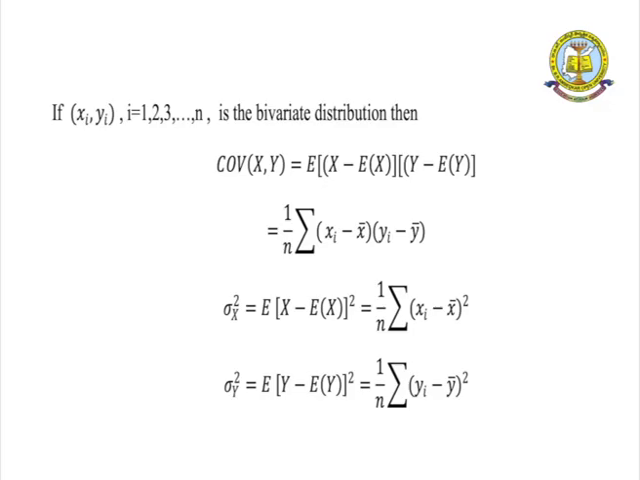Similarly, we can define sigma y square. Sigma y square is equal to expectation of (y minus expectation of y) whole square, that we can write in terms of the mathematical formula as 1 by n into summation of (yi minus y bar) whole square. These are the parameters. We know the covariance of x comma y, we know the standard deviation of x, and we know the standard deviation of y.